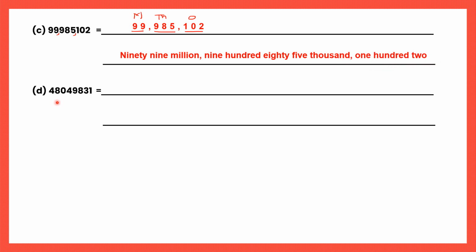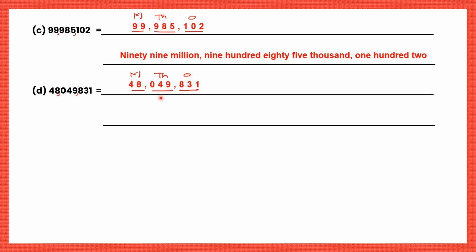Now let's go to the next one, question D, and let's mark here. So here the commas will be ones, tens, hundreds, comma, 1,000, 10,000, 100,000, comma. Then we have million and 10 million. So let's write that down here. So this will be 831 in the ones period. In the thousands period we have only 49. And here in the millions period we have 48. So let's read this and see.